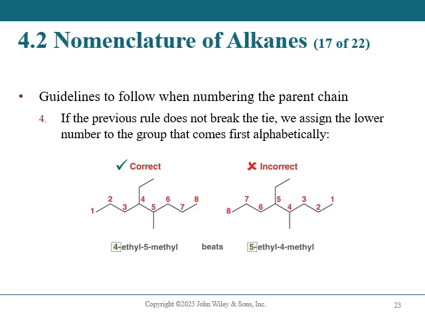If the previous rule does not break the tie, we assign the lower number to the group that comes first alphabetically. That's going to be the last of the tiebreakers. So in this case, we have position 4 and 5, 5 and 4, so there's a little bit of a conundrum. We have an ethyl group here, and we have a methyl group here. Ethyl starts with an E, methyl starts with an M. They're both 4 and 5, so there's really no criteria other than alphabetical order. So this will be 4-ethyl, 5-methyl, instead of the other way around.